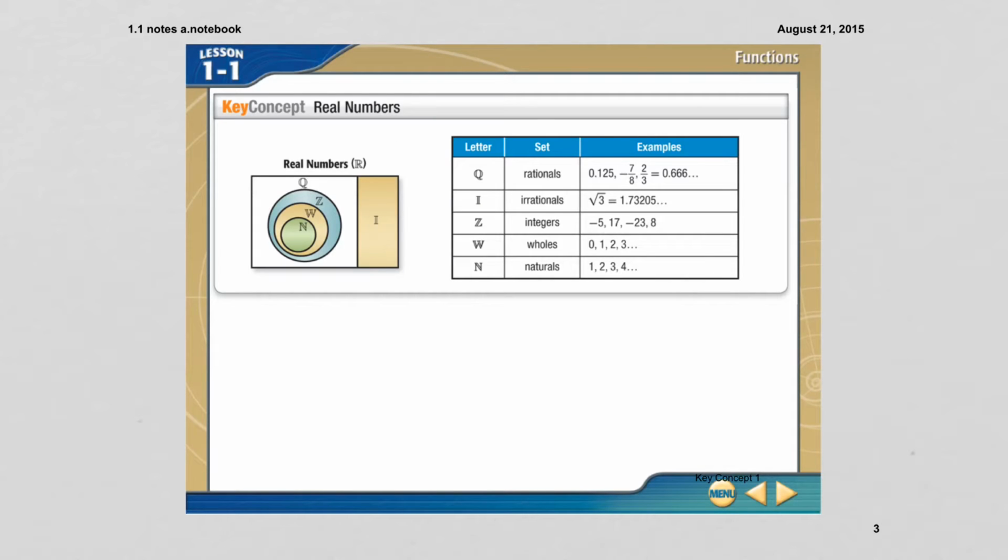Okay, key concept of real numbers. We have the letter Q, which stands for rational numbers, and here are some examples of rational numbers. I, the double-lined I, is irrationals, and there's an example of an irrational number. Z stands for integers, and there are some examples of integers. W for whole numbers, and there are your examples for whole numbers, and N for natural numbers. And you see a Venn diagram that also shows you the real numbers.